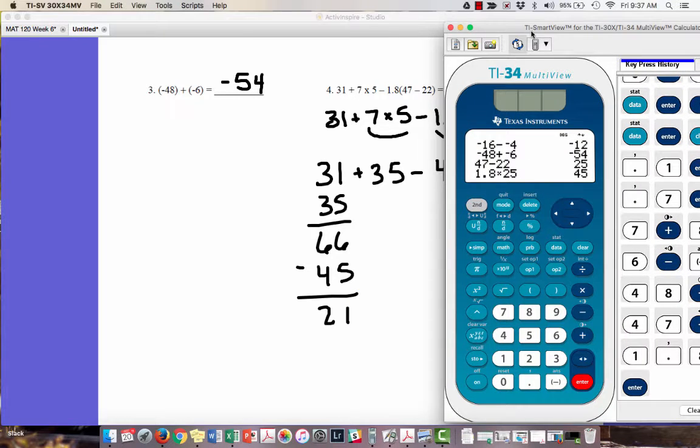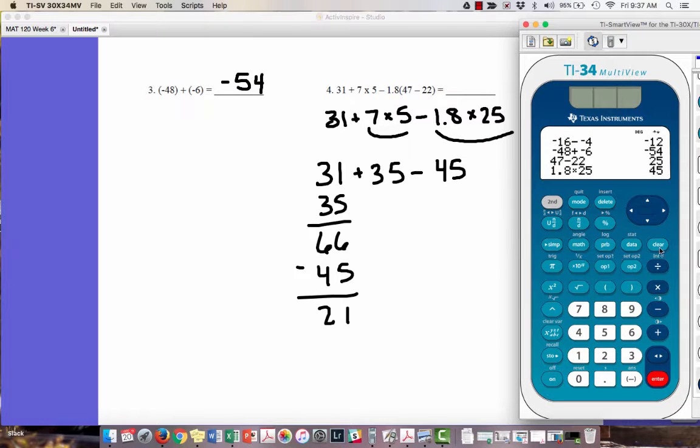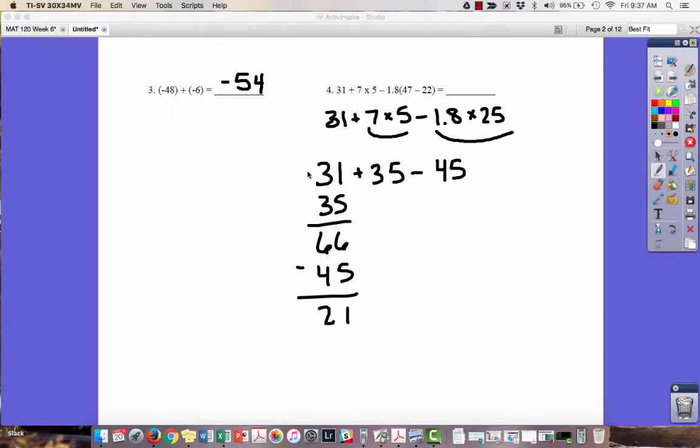Now, the other way to do this, and if you do it by hand, that's great, but I suggest double checking it, is to actually type this in so it looks just like it does on the screen. So you're going to say 31 plus 7 times 5 minus 1.8, and then I had that parentheses right away, 47 minus 22, and the other parentheses. So basically, it should look just like it does in the question, and you get 21. So doing the work out is great. I love to see that, but please do double check and actually type it in just to make sure that you're on the right track.